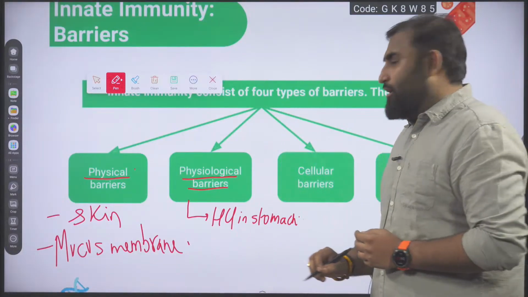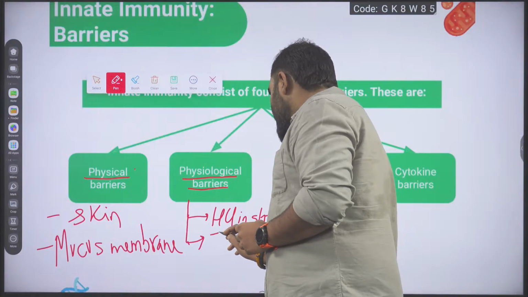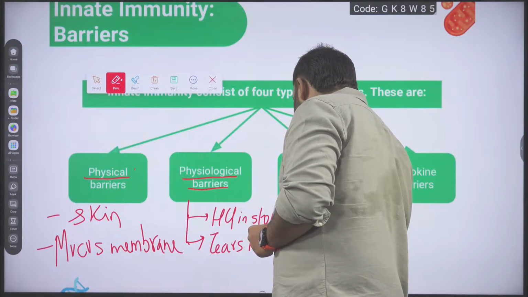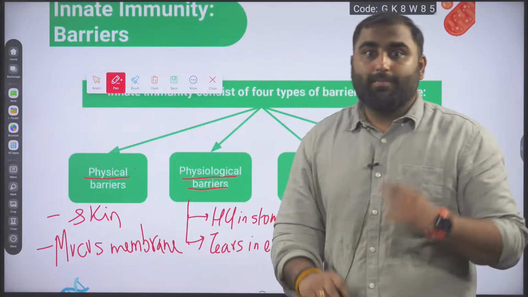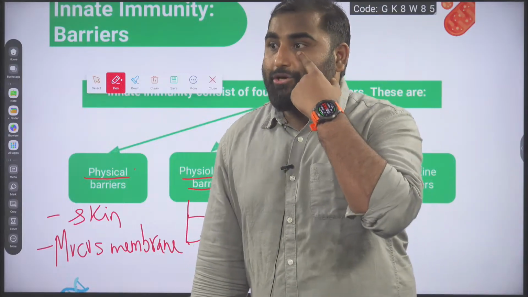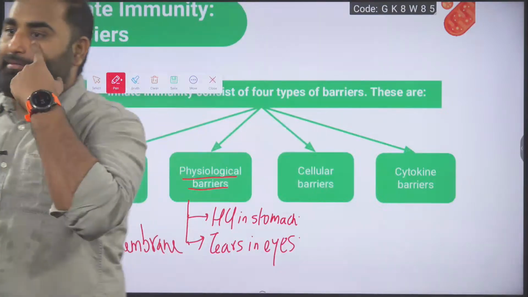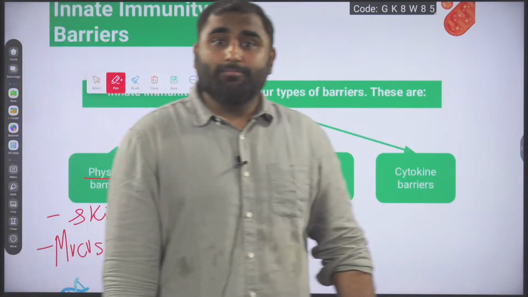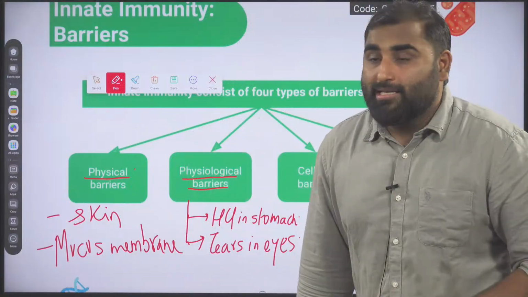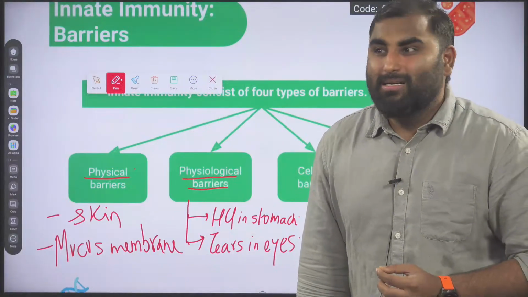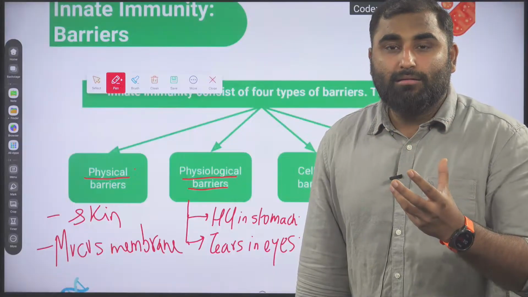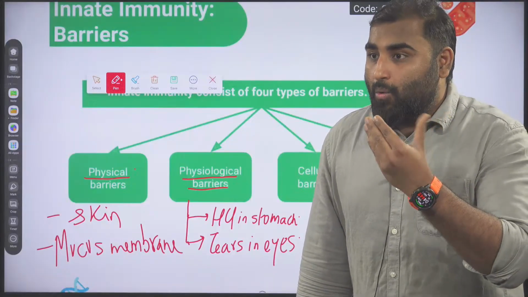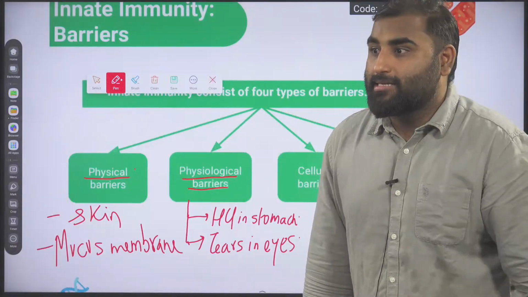Okay? One more physiological function: tears in the eyes. You know, every time you touch your eyes, your eyes are always wet. Yes or no? If some foreign body, some small particle goes in your eyes, your eyes become very red, and a lot of fluid secretion happens. What does that tear fluid contain?